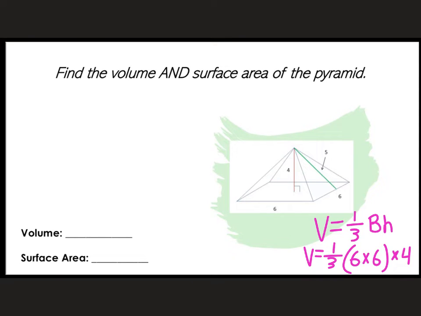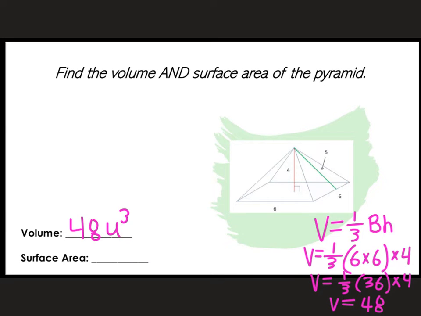First things first, 6 times 6. So 1/3 times 36 times 4. When you do this, a couple ways. I like to do 36 times 4 first, then divide by 3. There are different ways, but you should get the same answer of 48. Don't forget your units. We'll just put U for units, and it's cubed because it's volume.